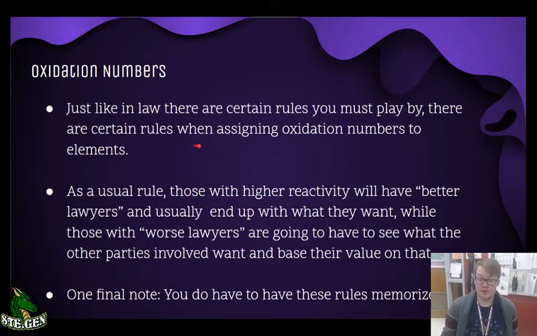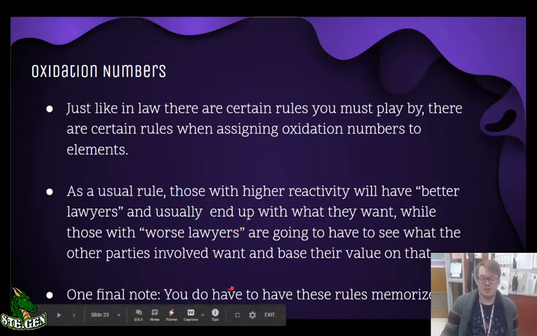Just like in law, there are certain rules you have to play by. You can't just hold a gun to your fiance's head and make them sign it and then you get all their money when they die. You have to follow the rules when you're assigning oxidation numbers in the same way. As a usual rule, those with higher reactivity have better lawyers, and so they're going to end up with whatever they want, while the ones with the worst lawyers are stuck to just do whatever the other people in the reaction want to do.